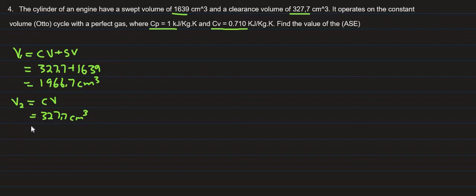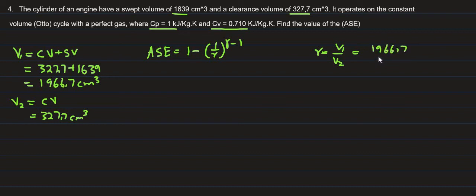Now we want the air standard efficiency. The air standard efficiency is 1 minus 1 over the ratio to the power of gamma minus 1. The ratio R is V1 over V2. V1 is 1966.7, the clearance volume plus swept volume. V2 is the clearance volume, 327.7. Then the ratio is 6 to 1.